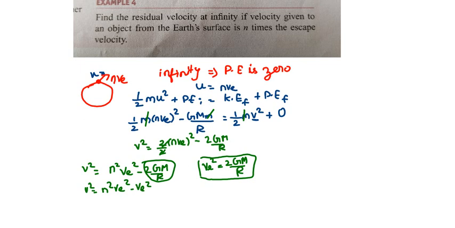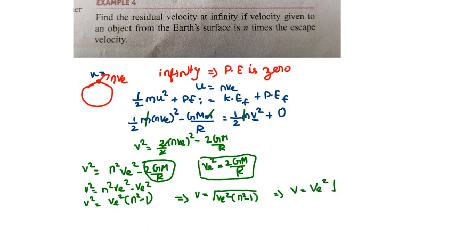Next step, I can take ve square common, so we'll get n square minus 1. Now we need v only, so taking the square root, v is equal to the square root of ve square into n square minus 1. On the next step, this can be cancelled. So the final velocity v is equal to ve times the square root of n square minus 1. So this one is the residual velocity.